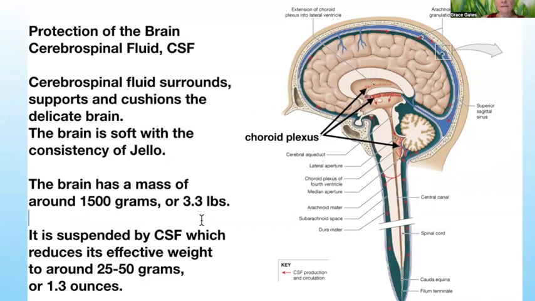So to give you an idea of how the cerebrospinal fluid helps the brain, the weight of the brain is usually about 3.3 pounds. But when the brain is suspended in cerebrospinal fluid, its effective weight is reduced to only 1.3 ounces. So it's just bobbing around inside there, almost weightlessly.